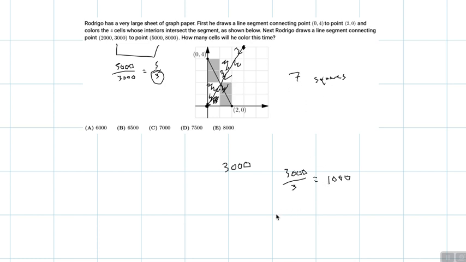So therefore, it makes sense to say the total number of cells that he'll color this time is going to be the 7 squares that you color in each iteration, times the number of iterations of that slope, which is 7,000. So the answer is choice C.